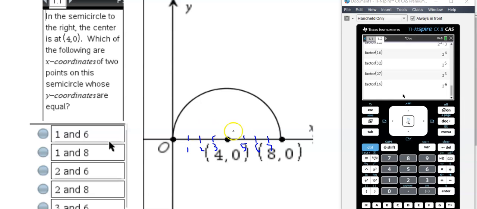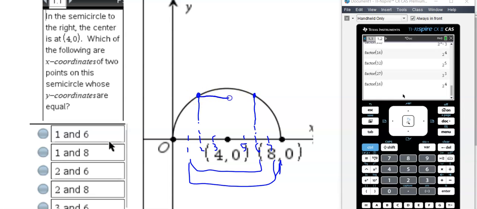So 1 and 6 are not really symmetric with the center. I don't think that's going to work out. 1 and 8 are not, because that's right on the end point, and that's not it. 2 and 6 are very symmetric. If you follow that point up, it's going to be right there. Follow this point up, it's going to be right there. Those should be directly across from each other because the center is right in the middle between the two. 2 and 6 are symmetric, 1 and 7, 3 and 5, 0 and 8. Any of those will work. So this one would be the correct answer there.